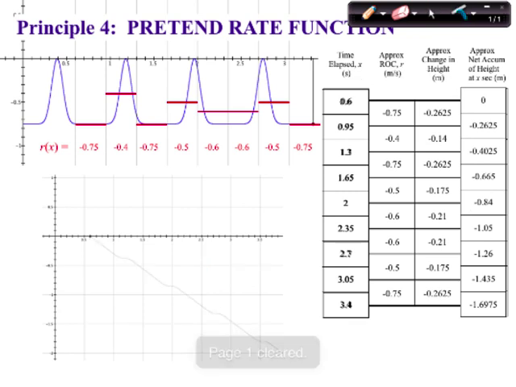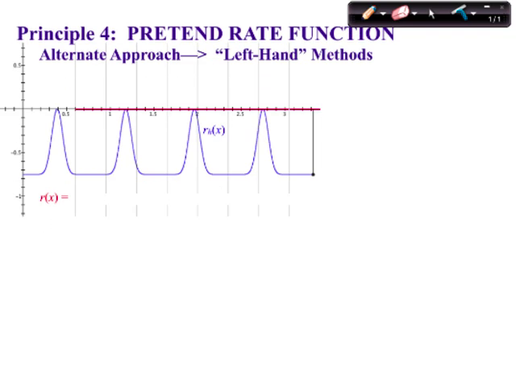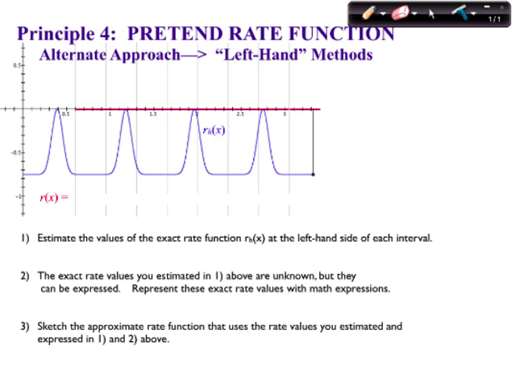So we're still on principle 4, pretend rate function. So what did we do before? Before, to build that pretend rate function, we eyeballed and did averages. Now we're going to use a different method here, and we're going to call this the left-hand method. What the left-hand method does is, rather than going to an interval and trying to eyeball it and find the average and stick it on there where we all get a different answer, we're just going to look at that interval and get the exact rate from the left side of the interval, right?